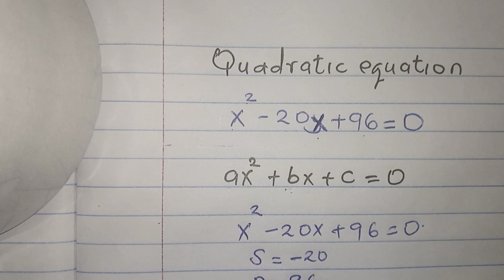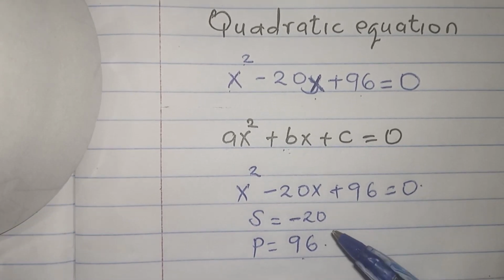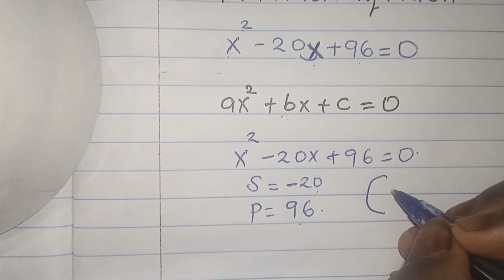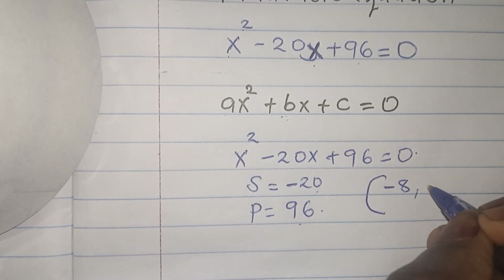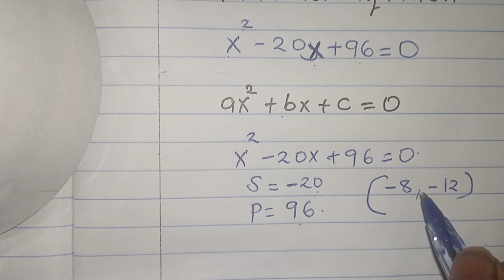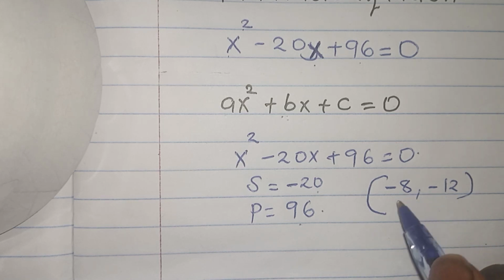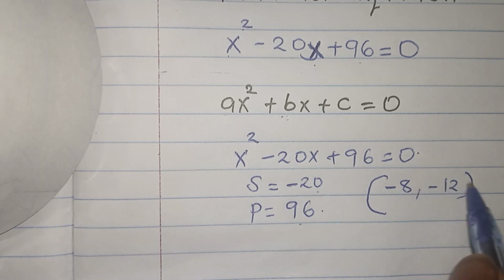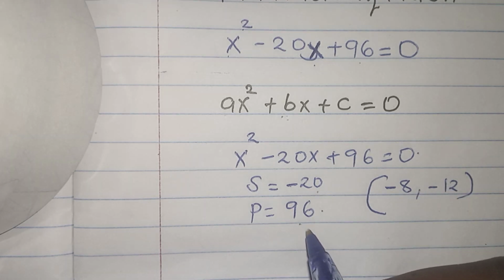Okay, so we are going to look for two numbers. When we multiply the two numbers, we get 96, and when we add them, we get negative 20. Our two numbers are negative 8 and negative 12. If you take negative 12 plus negative 8 and add them up, you will get negative 20, and if you multiply them both, you get 96, right?